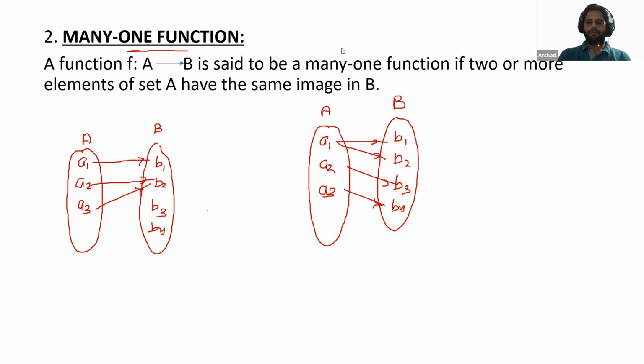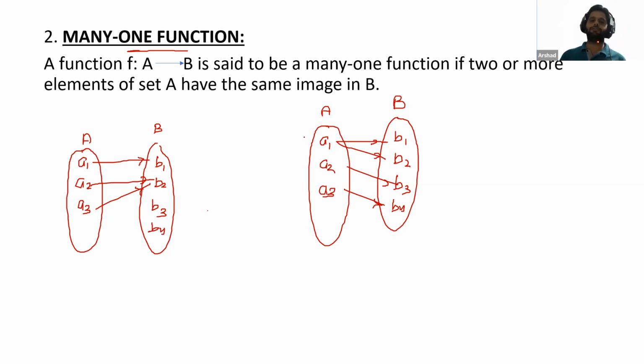Josefa, will you please tell us the reason why this is not many one? Because each has different images. No, Josefa, this is not the right reason. Atif, will you please tell us the reason why this is not many one? Because A1 is related to two elements, so it is not a function. Very good. This is not a function.